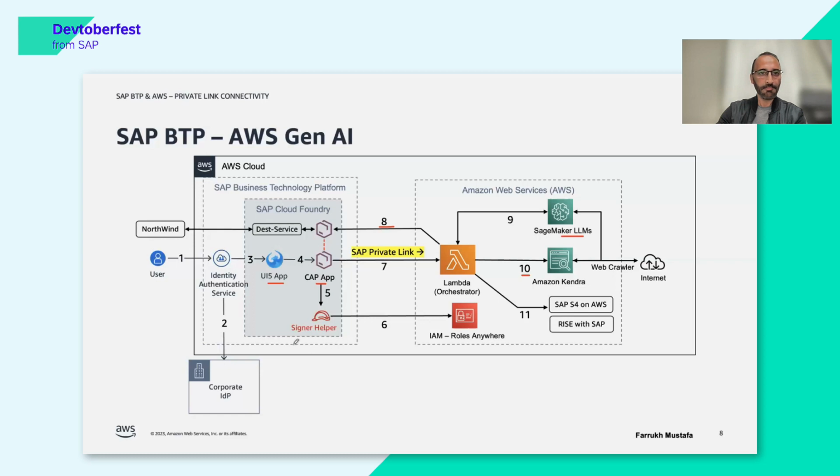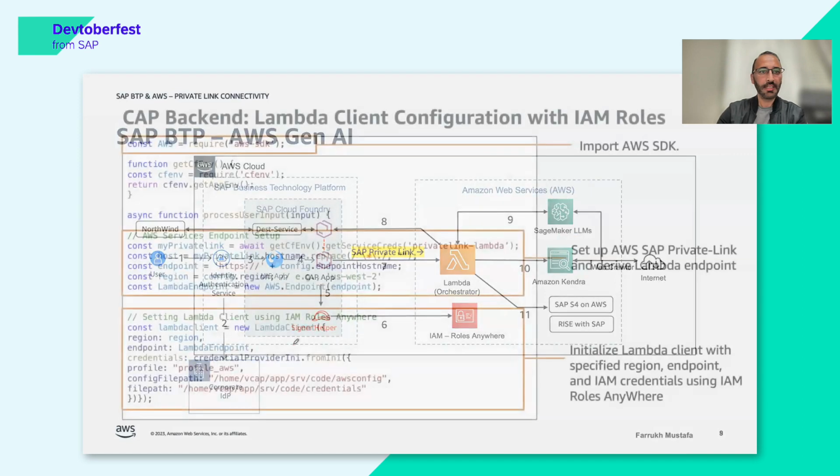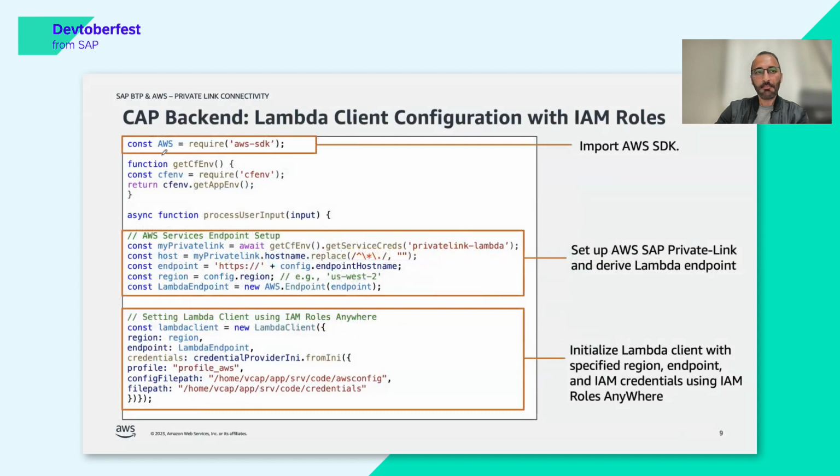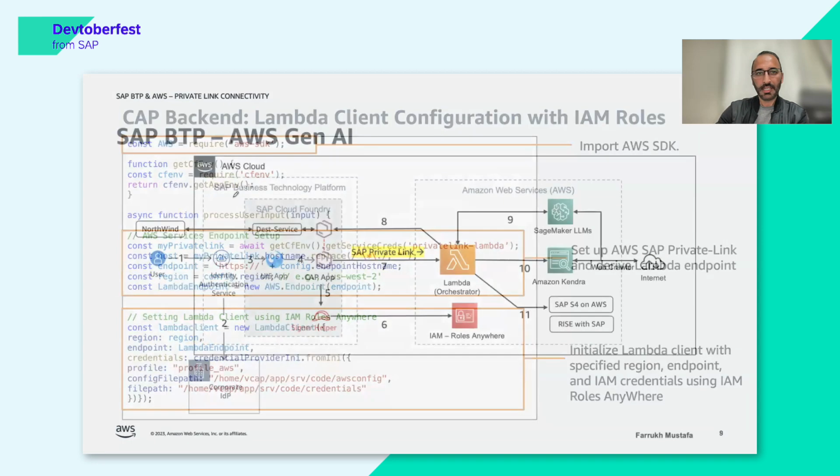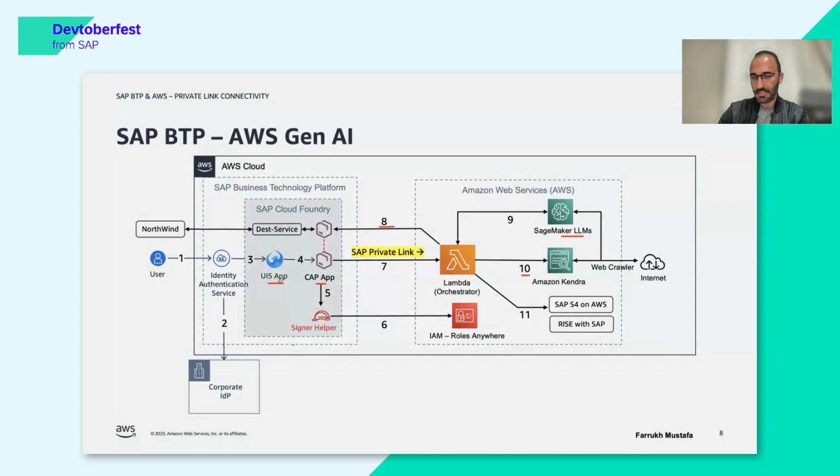So this is one. After this, let me get to the code quickly, and then I'll show you the demo. So let's go on to the next screen. I'll start with the CAP backend. As you know, the front end has only two places, the user input and the bot response. And the CAP backend takes that response and processes it.